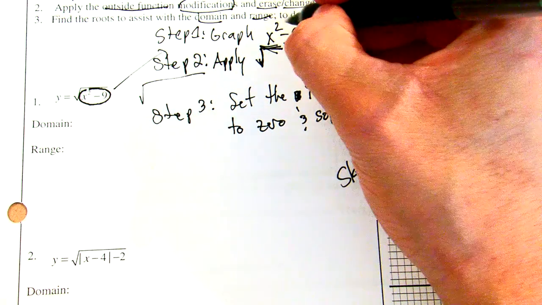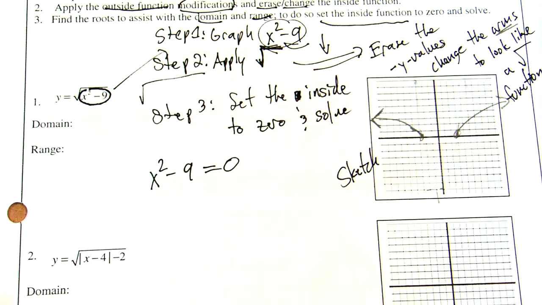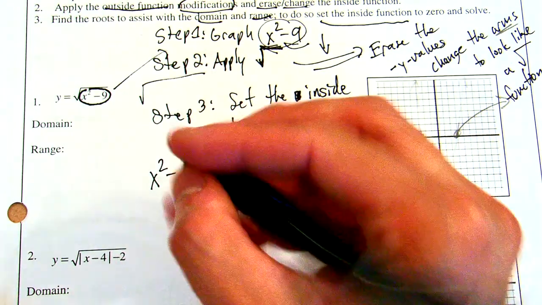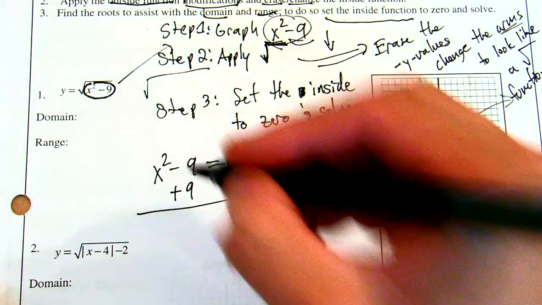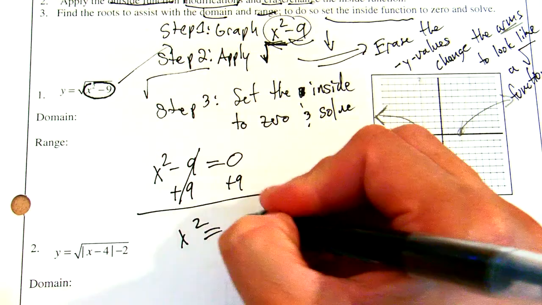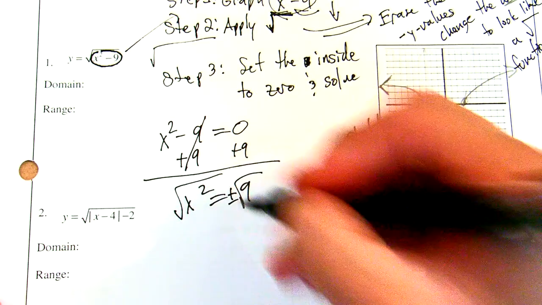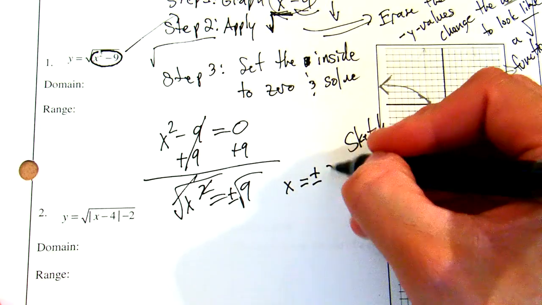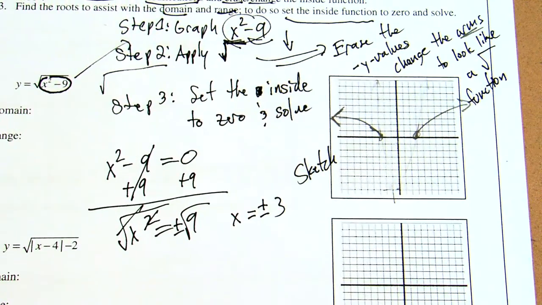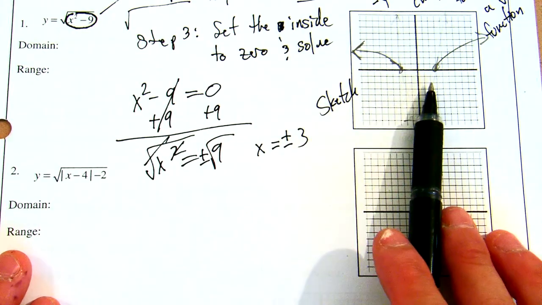So the inside is just x squared minus 9. If I set this to 0, I can solve this. What do we do? I'm going to add 9, and we get x squared equals 9. And now what do I do? Square root. And we get x equals plus or minus 3. Now as you can see here, I'm going to zoom in here. So this is where my dots are supposed to be, right?